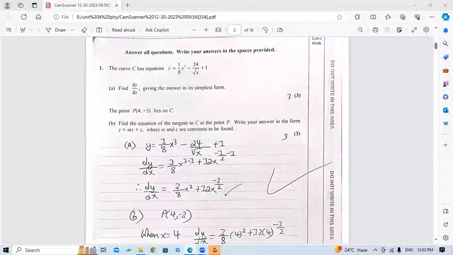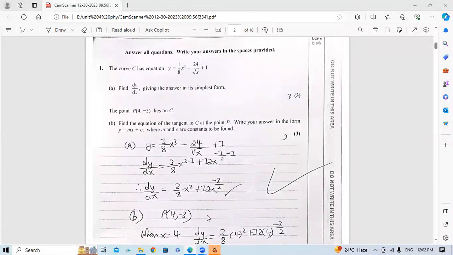In question number 1, it has been asked that the curve C has equation y equals 1/8 x cubed minus 24/root x plus 1. In 1a, you have been asked to find dy/dx, giving the answer in its simplest form.